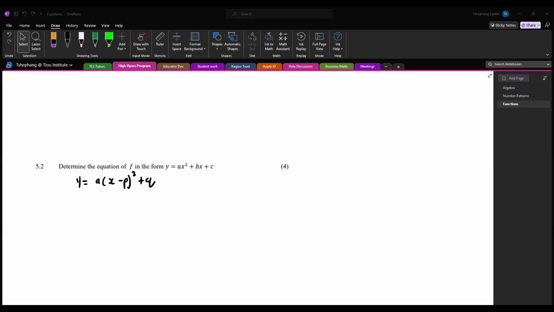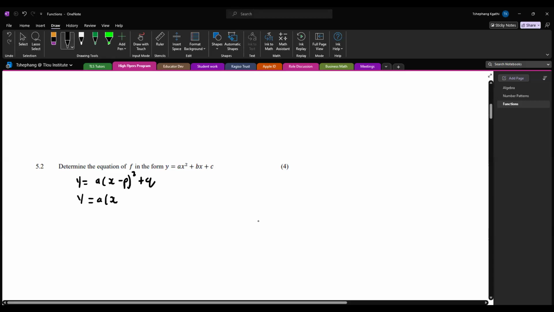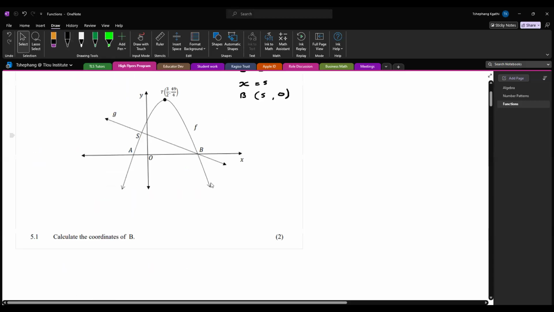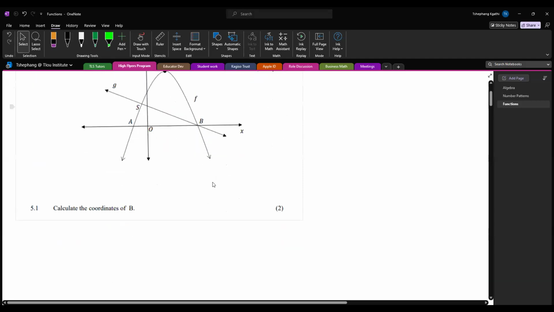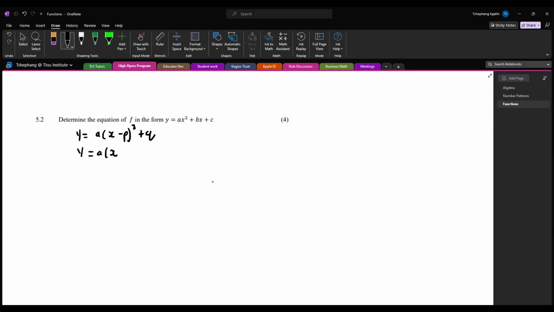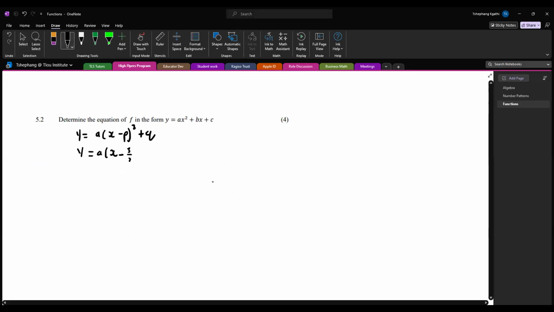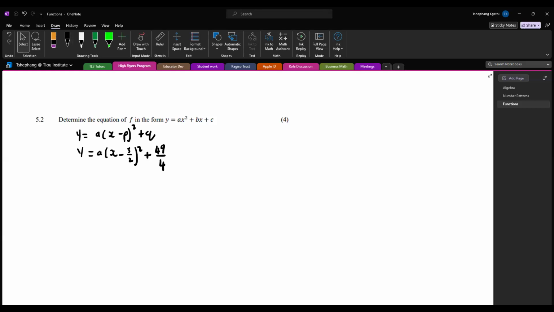Now, let us start substituting there. I'm going to say I have y is equal to a into (x. Now, let me go back. I can't remember my turning point. It's 3/2 and 49/4. So it's going to be (x minus 3/2) all squared plus 49 over 4. Okay, guys, please remember to mute yourself so it doesn't cause distraction.